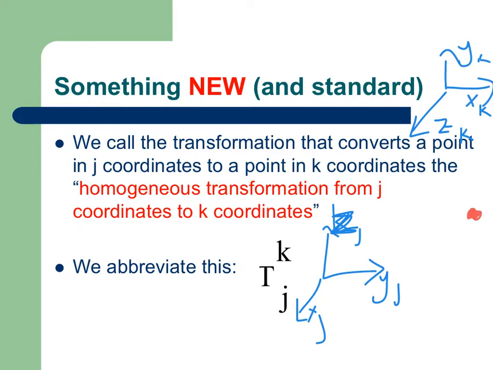And I already know the location of this point. I know its XYZ relative to J coordinates, where this is 0, 0, 0. I can tell you where this point is located, but I actually want to know where that point is located relative to here. So this is the way X goes, this is the way Y goes, this is the way Z goes, and that's my origin. So if I want to take this point that I know in J coordinates and convert it into K coordinates, I use this homogeneous transformation, which we abbreviate T from J to K.